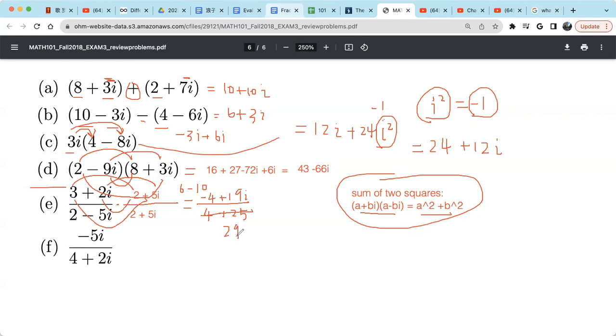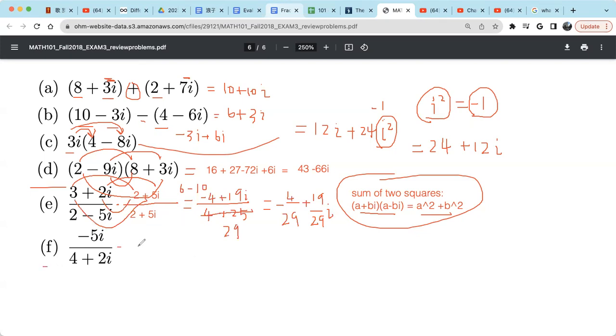But if we want to write it in a plus bi form, with the real part and imaginary part, the real part in this case is negative 4 over 29. And the imaginary part is positive 19 over 29 times i. The i indicates this one is the imaginary part.